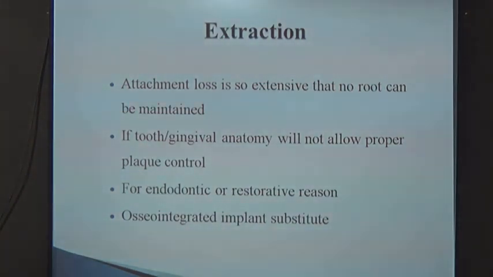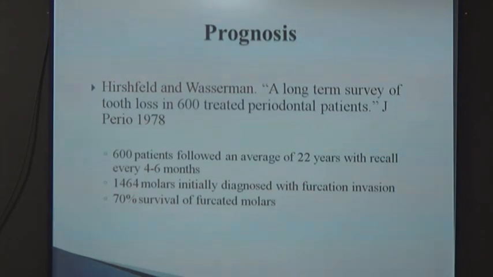Extraction: attachment loss is so extensive that no root can be maintained, then you go ahead with the removal. If the tooth or gingival anatomy will not allow proper plaque control, then you remove the tooth, and for endodontic or restorative reasons, an osseointegrated implant substitute. All these conditions will go for an extraction, depending upon the attachment loss. If the tooth cannot be treated endodontically or periodontally, and the anatomy of the gingiva is not allowing proper plaque control, remove it out. Prognosis.